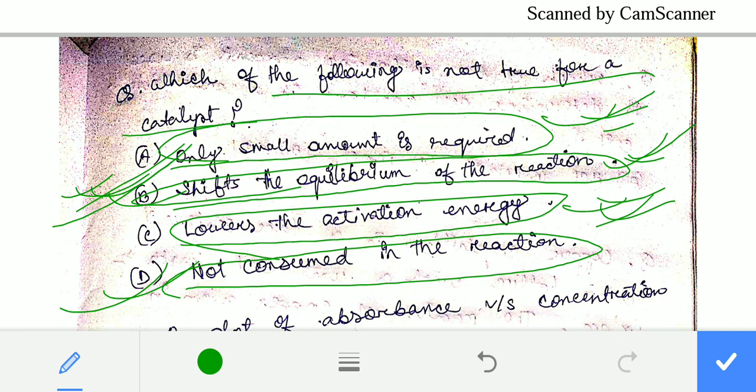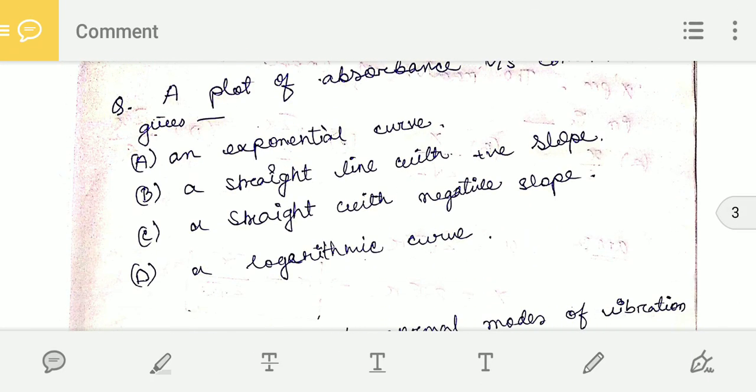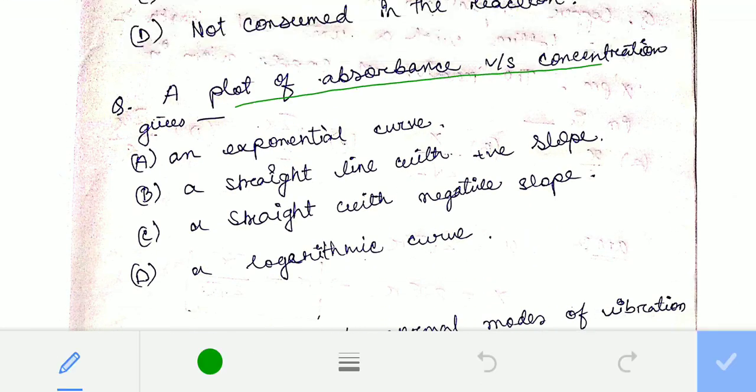That is regarding catalyst, this is not true, right? So moving to next question. A plot of absorbance versus concentration, right?